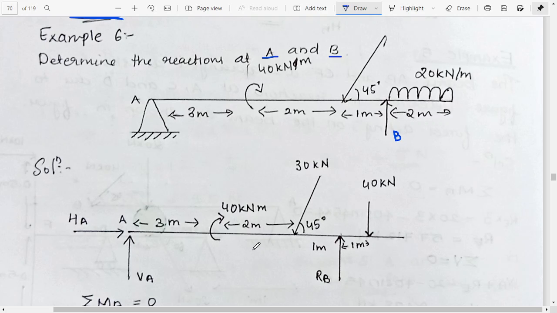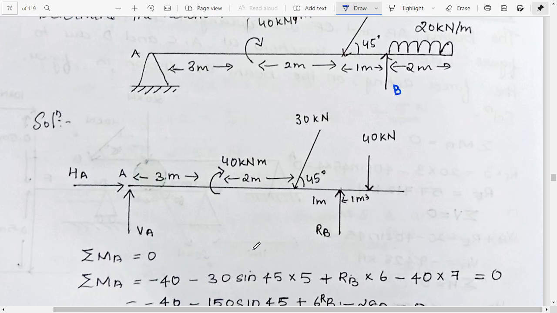Now if you are drawing the free body diagram, we have HA in this side, VA in the vertical side, 3 meters, then we have a moment in the clockwise direction, then another 2 meters, then we have 30 kilonewton downwards at angle 45 degree, then we have RB which is 1 meter away, then we have minus 40 kilonewton which is 1 meter away.